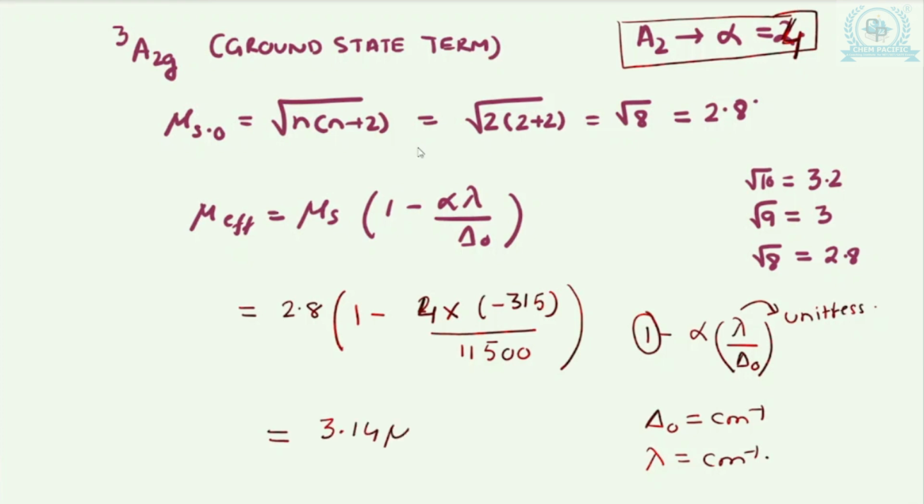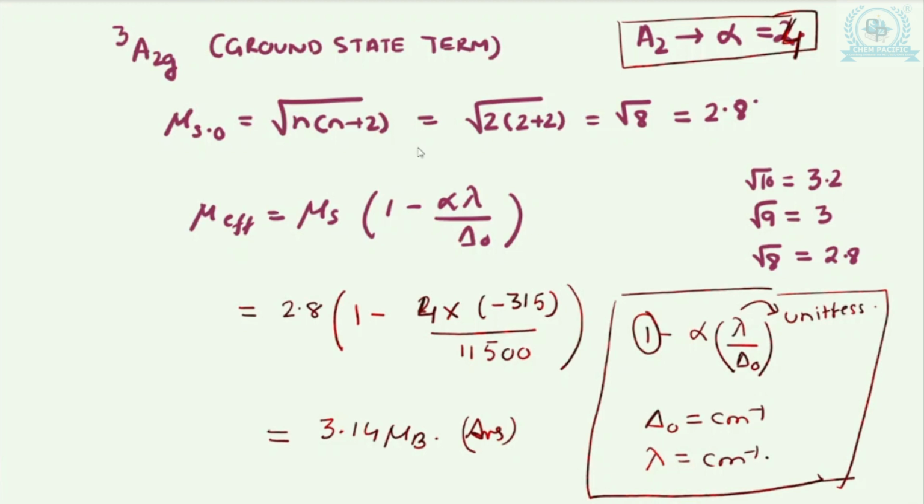So if you calculate this, the answer is going to be 3.14 Bohr magneton. ठीक है, so now this value is in fair agreement with the observed value. So this is the answer. ठीक है, this is very important. Certain important informations I have given to you. Do keep it in your mind. Always remember that lambda and delta 0 का वैल्यू हमेशा सेंटीमीटर इनवर्स में ही होगा. अगर नहीं है तो आपको सेंटीमीटर इनवर्स में कन्वर्ट करना पड़ेगा.